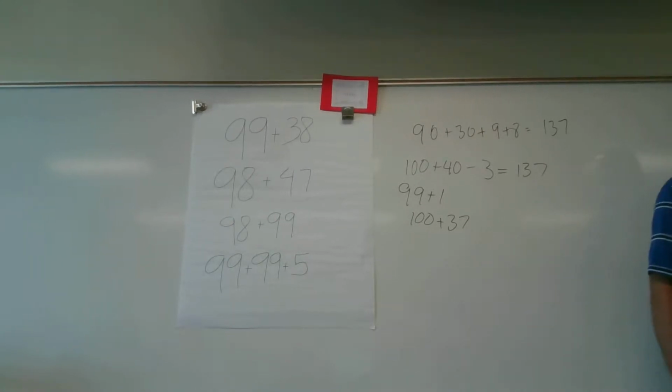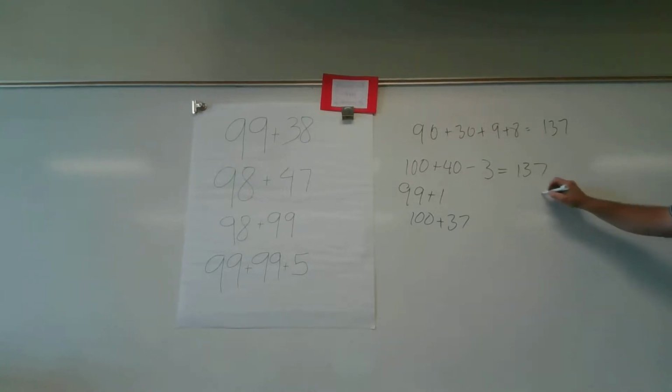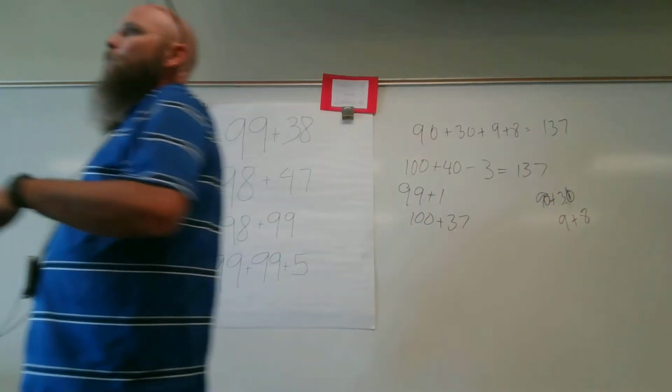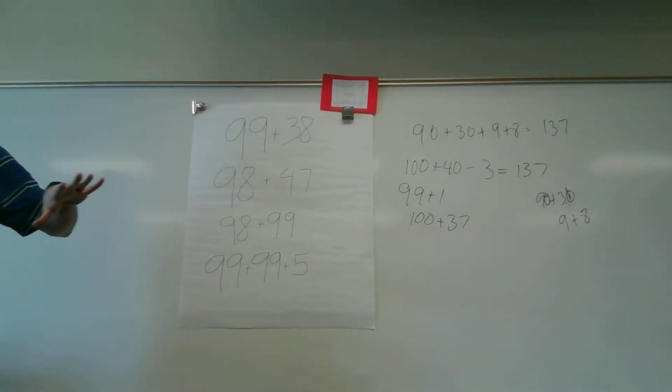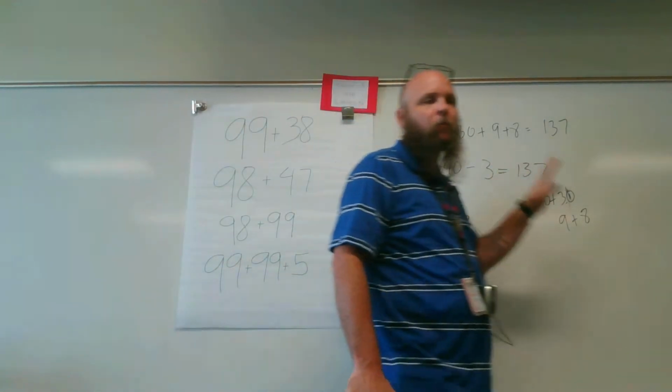Elijah, you did it differently? Yes, I did. First I did 9 plus 3, and then I did 9 plus 8, and then I added it, 137. Okay, was this 9 plus 3 or 90 plus 30? 90. Okay, 90 plus 30. So you took your tens place and added those together, and then added your ones places together. Good. Awesome. So there's a lot of different ways that this particular problem can be done.